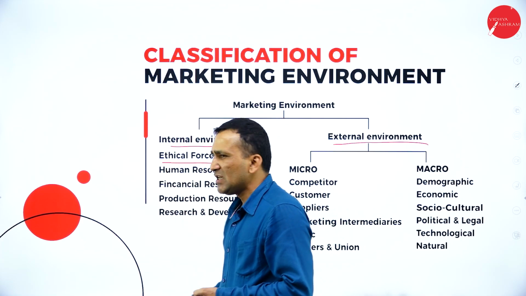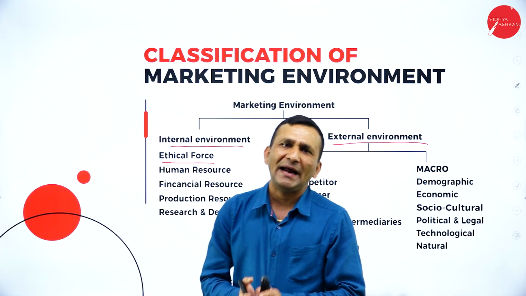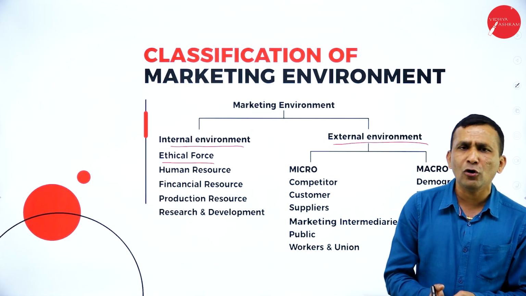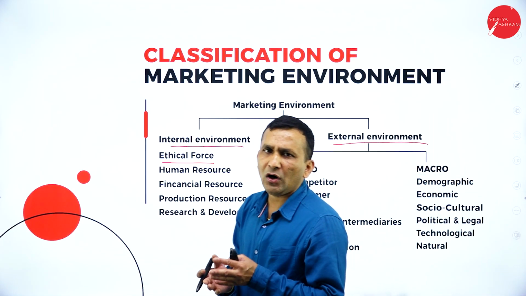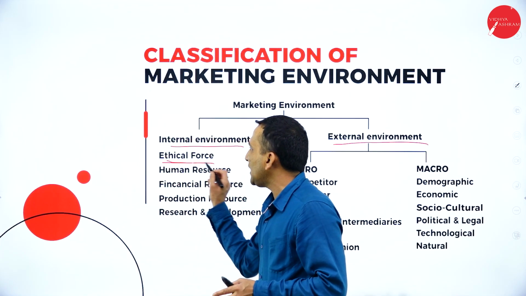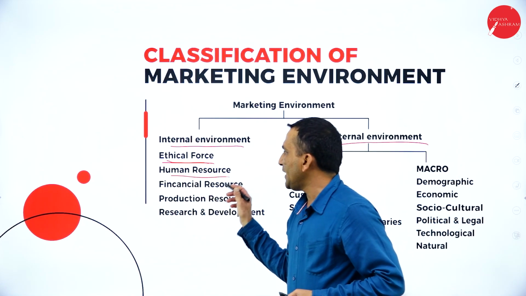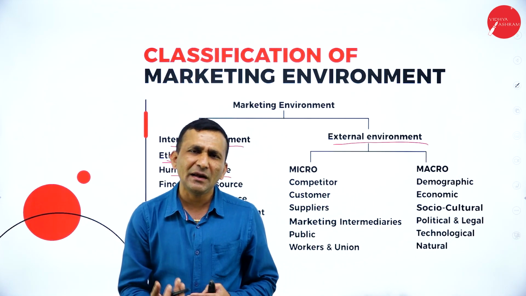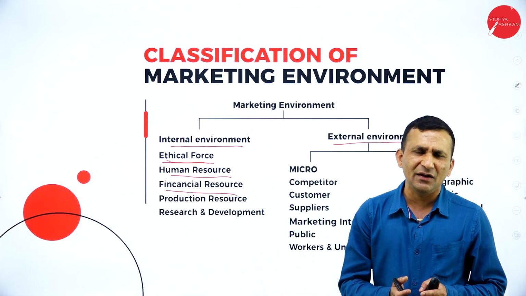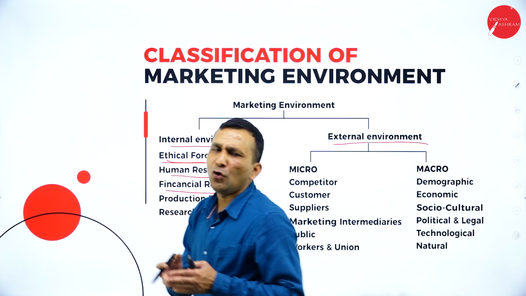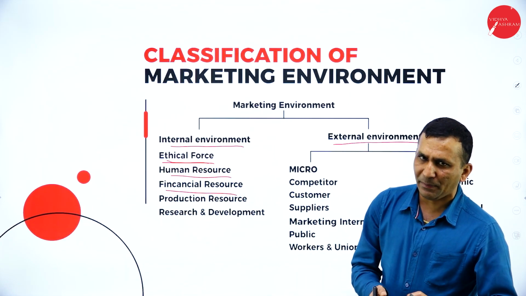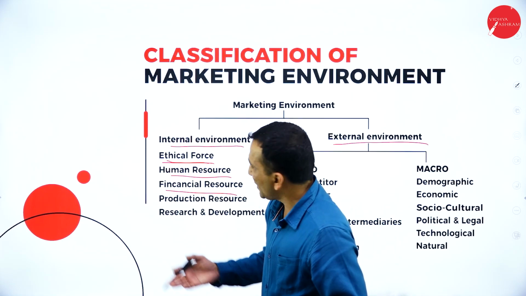First, the ethical force: do or do not. There are two categories, do or do not. Do means the guidelines followed by every department. Do not means what we should not do. Obviously, the ethical force, and human resources, which is also a very important internal factor, and financial resources are also very important. Suppose you want to create more awareness using advertising, the financial budget is prepared. If there is any restriction, that is also a factor.